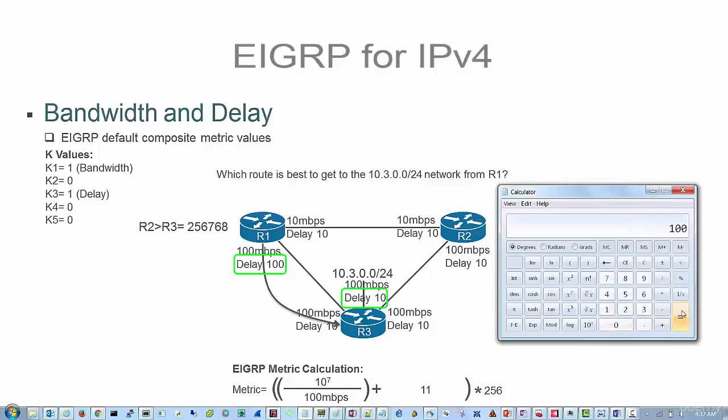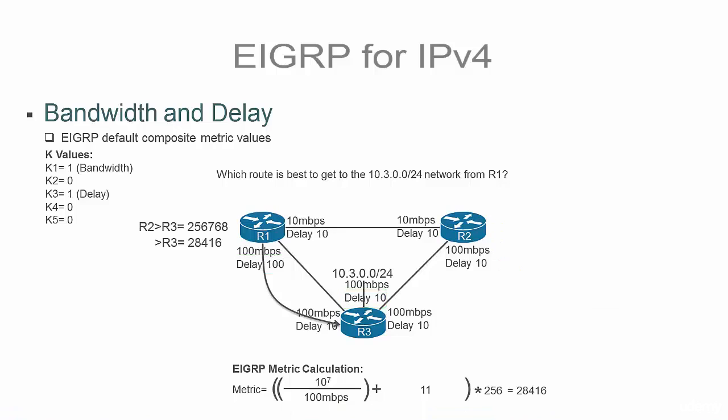It's going to give us 100, add our delay of 11, multiplied by 256. It's going to give us a metric of 28,416. So there you go. Since the lower the metric, the better in EIGRP, the path to R3 would be the more preferred route in this example. Don't think you have to know how to calculate these metrics.